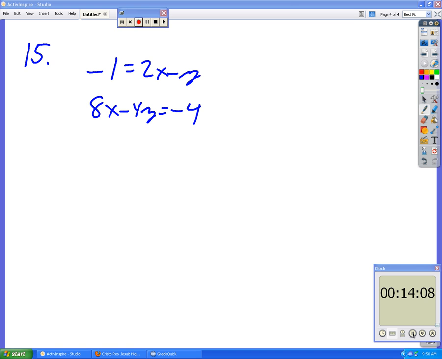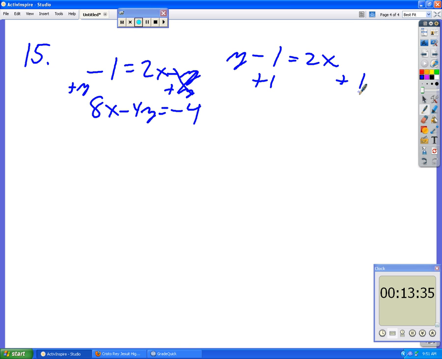So if I add, it's not that I can't do the 2x, but if I add Y, it'll go to the other side and it will be positive. Right? But that's what I really want. So I'm going to take this and add Y, and they're going to cancel. That will leave me Y minus 1 equals 2x, but it gives me a positive Y. You can move the other, but the Y is negative, you still have to change signs. That's fine. If you move the Y, it's positive. Now what do I have to move? The negative 1. So it's plus 1 plus 1. So now I have Y equals 2x plus 1.